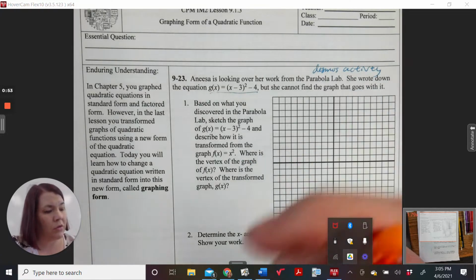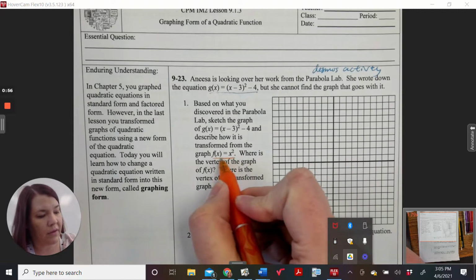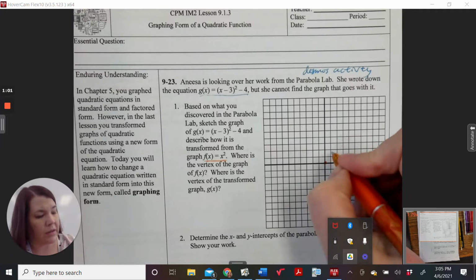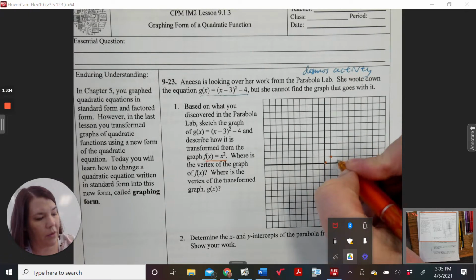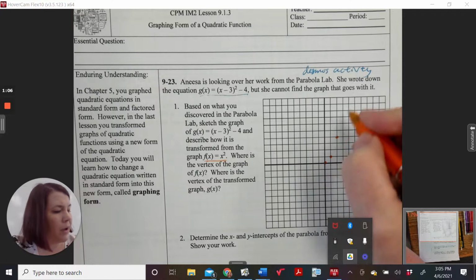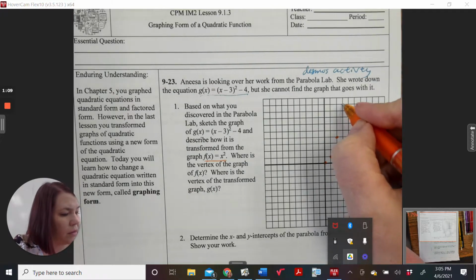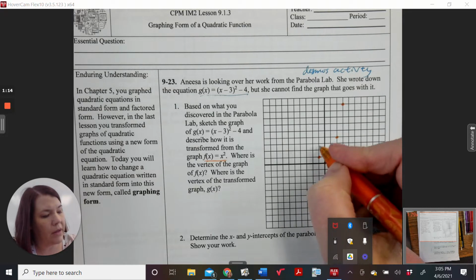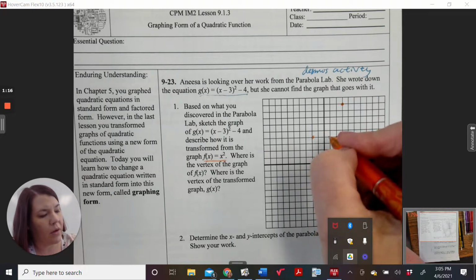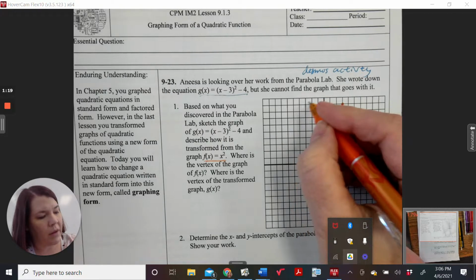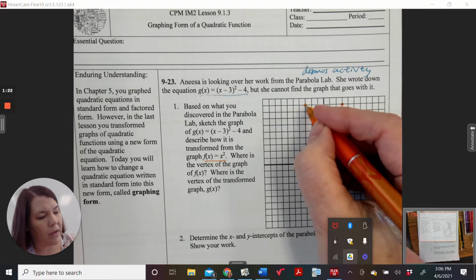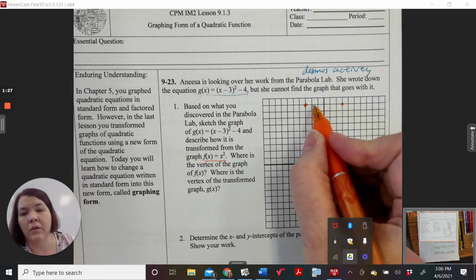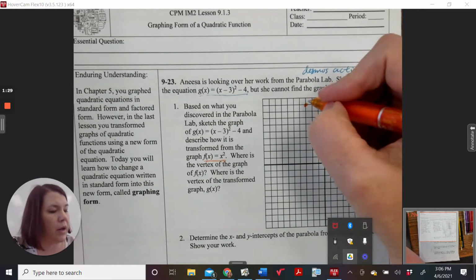I'm going to start by graphing f of x, which is x squared. So my vertex is at 0, 0. I go 1 over, 1 up, 2 over, up 4, 3 over would be up 9. It looks like I have enough room for that. This is going up to 10. Then 1 to the left and up 1, 2 to the left and up 4. From the vertex, 3 to the left and up 9. The other way to think of it is 3 to the right and up 9.